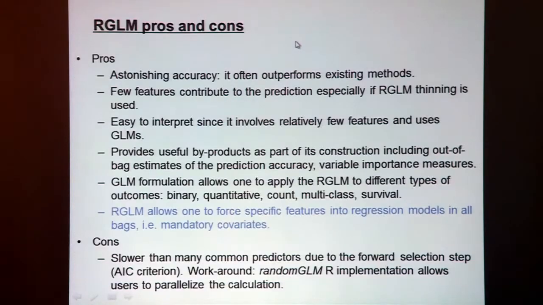Now, I will remind you of the random GLM pros and cons. Pros: astonishing accuracy. It often outperforms existing methods. Few features contribute to the prediction, especially if you apply thinning. It's easy to interpret, especially if you apply our software tutorial that shows you how to do it.